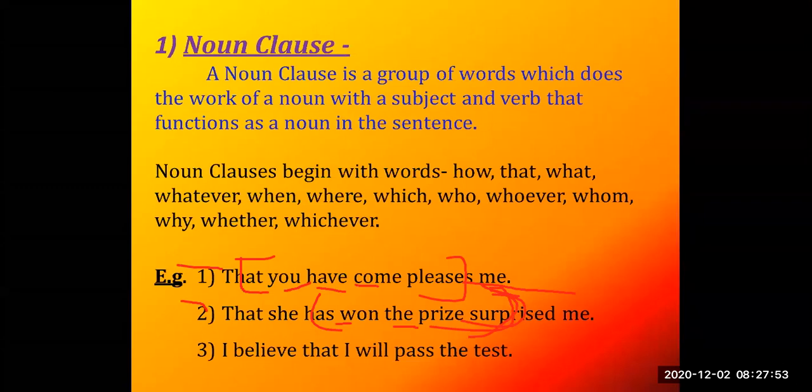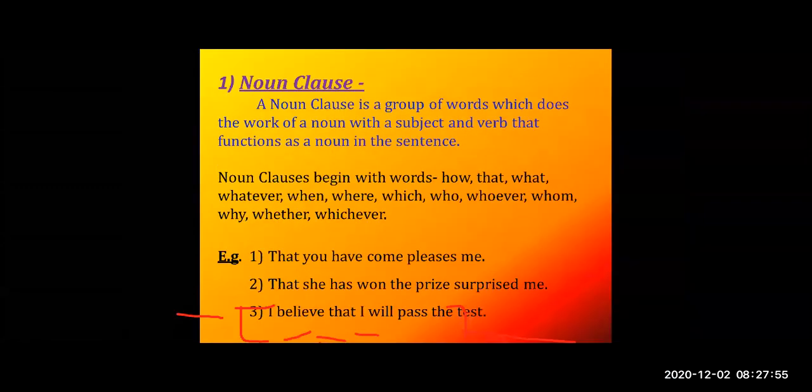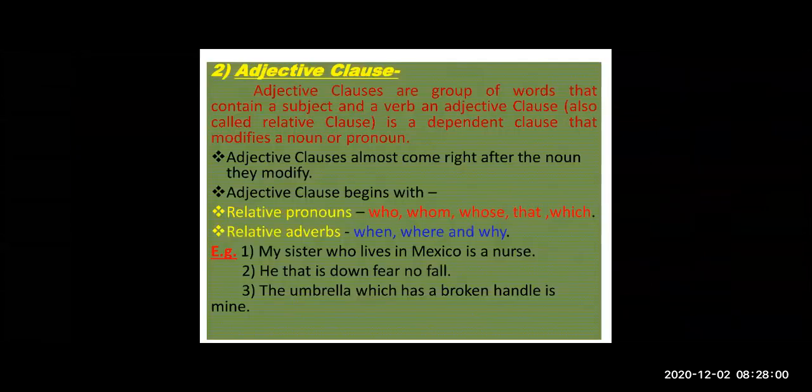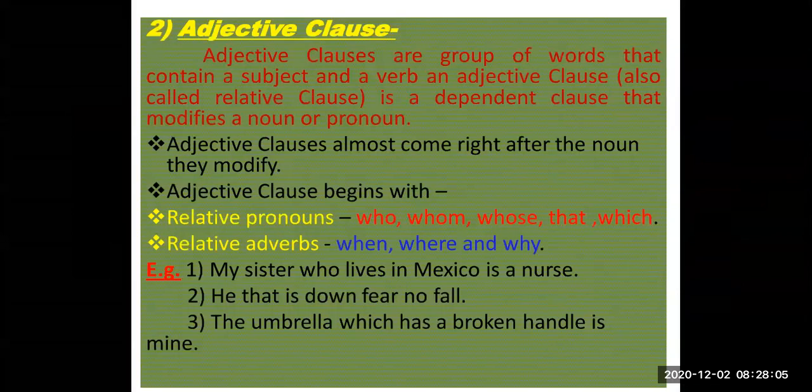Let's move toward the next type of dependent clause. The next slide, the next one is the adjective clause. Now what is the definition of an adjective clause? See, adjective clauses are groups of words that contain a subject and a verb. An adjective clause is also called a relative clause. This is your first point.